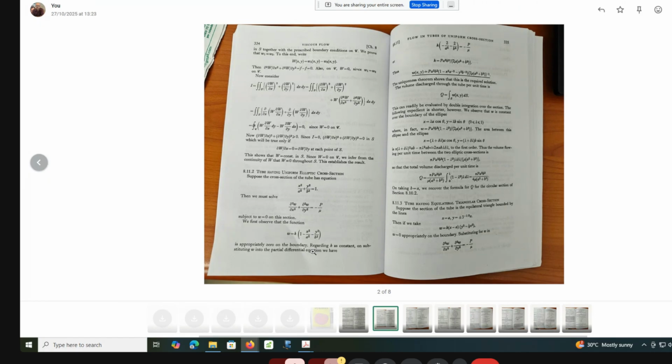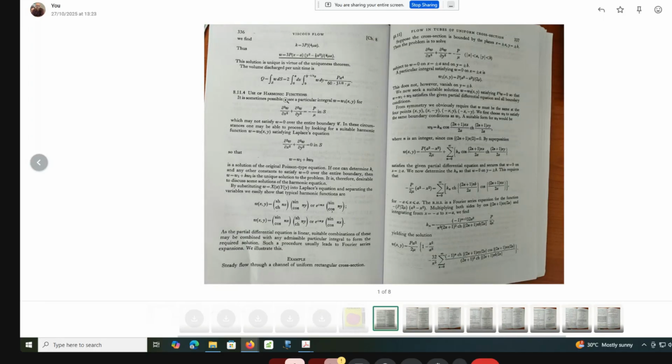It is only for the Robin boundary condition where the boundary value is 0 that you can do this kind of trick. So you consider the boundary itself, whatever form it is, this closed curve, into some constant, substitute into that, and you will get that K. That K you can get by substituting in this PDE. So with that, I think this is what is done for elliptic. Similarly for triangle cross section, and that's it.